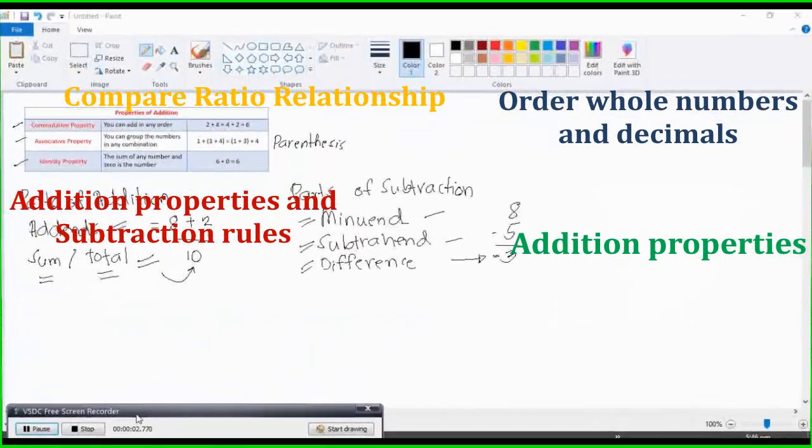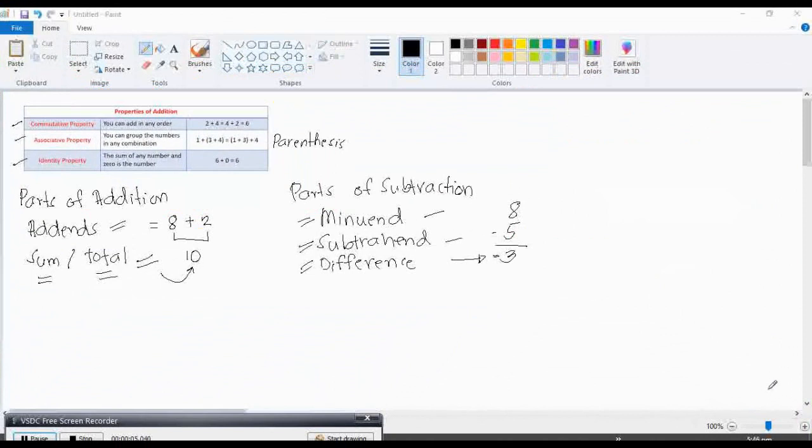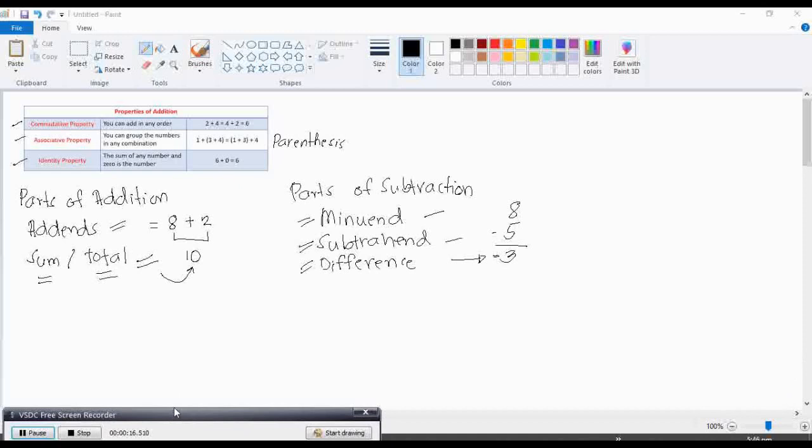Good day, students. Today, we will be going to discuss parts of addition, parts of subtraction, and properties of addition. Let's start first with parts of addition. Parts of addition has two parts. We do have the addends and sum or total. Addends are the numbers we add. Sum or total is the answer in addition.